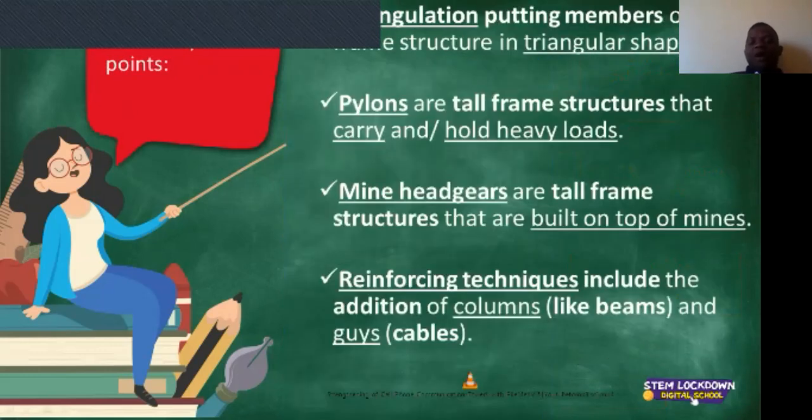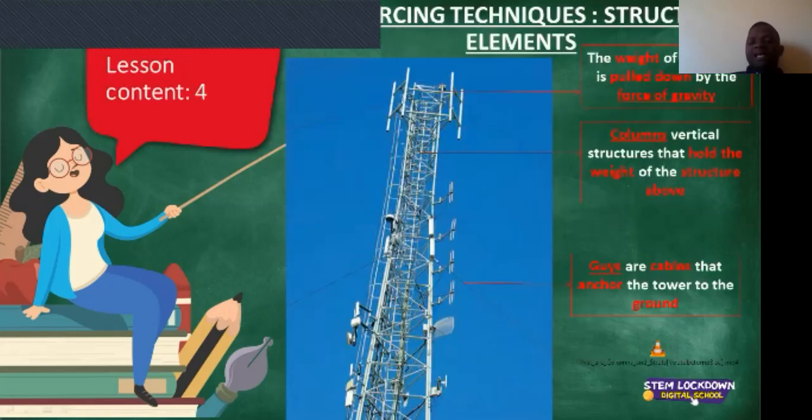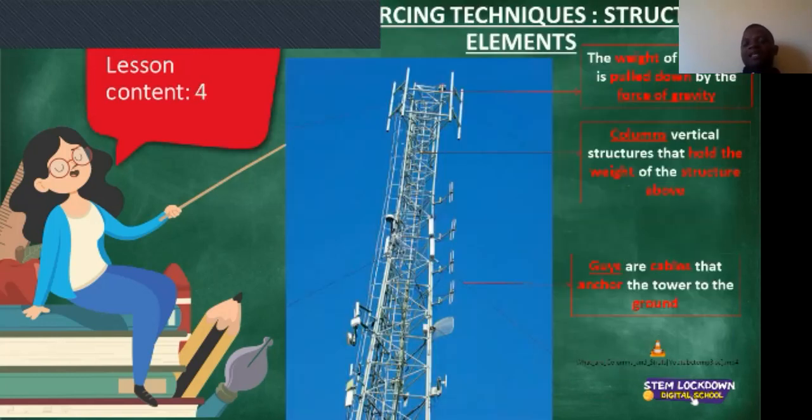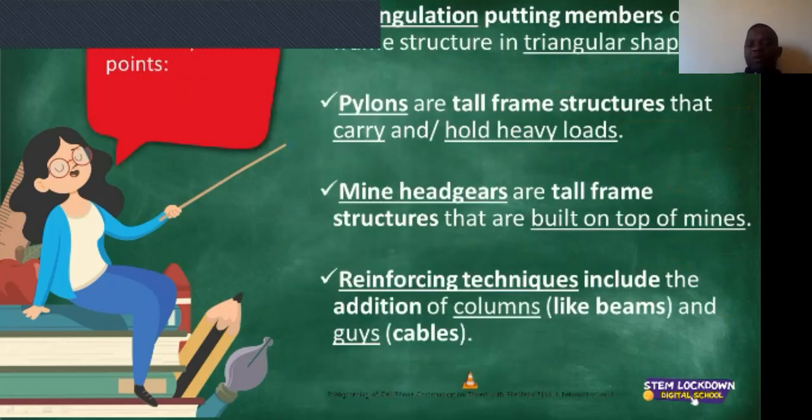The third thing that we spoke about is the mine head gears. We said those are tall frame structures that are built on top of mines. This is an example. There's a mine underground. These are our mine head gears. These are used so that the equipment needed by the mine workers can make its way all the way up to the mine head gear and go down. It's a mine head gear because it's at the top of the mine, as the head is at the top of the body, for example.